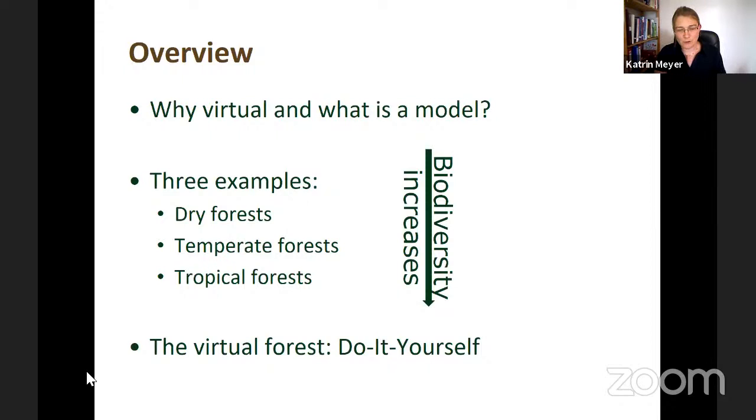And in the end, I'll give you some very brief hints or ideas how you can do it yourself if you want to start modeling on your own, even if you have no background in programming or mathematics whatsoever.